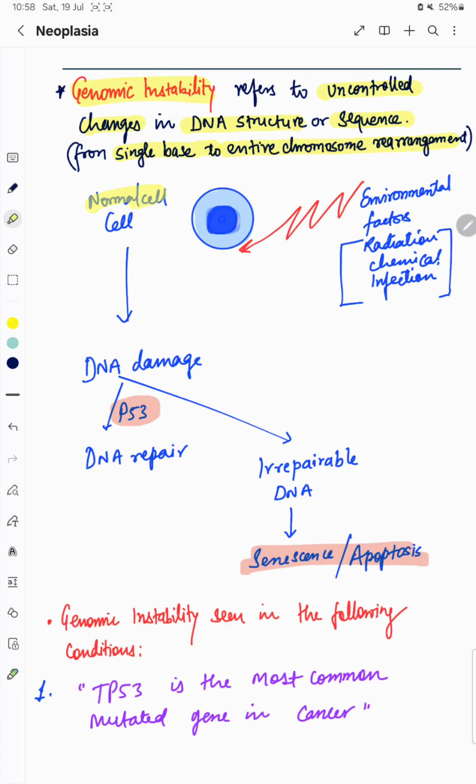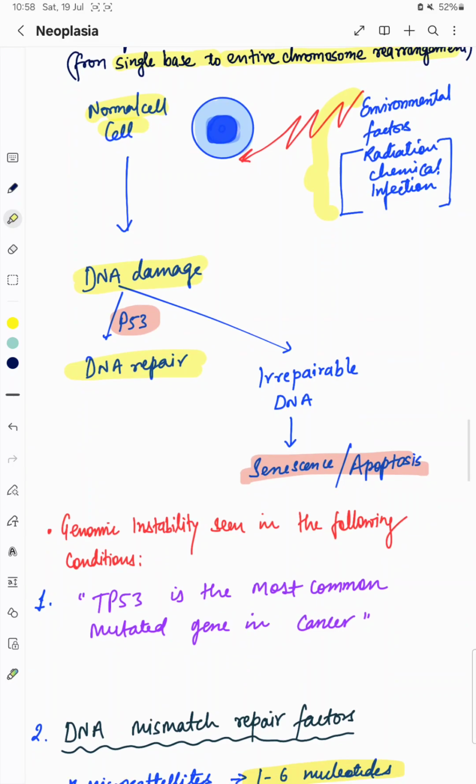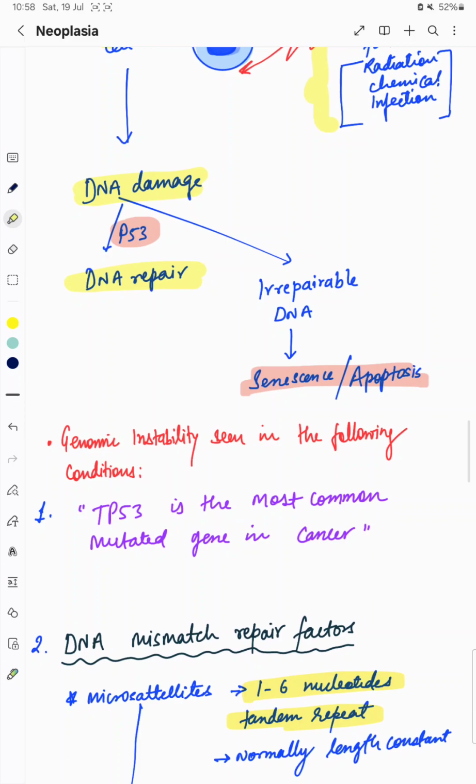A normal cell, after exposure to various environmental insults, will have DNA damage. But with the help of P53, there will be DNA repair. And whenever this damage is irreparable, then the cell undergoes senescence or cell death by apoptosis. Genomic instability is seen in the following conditions: when there is mutation of the P53 gene, the cell is unable to repair the DNA. P53 is the most commonly mutated gene in human cancer.